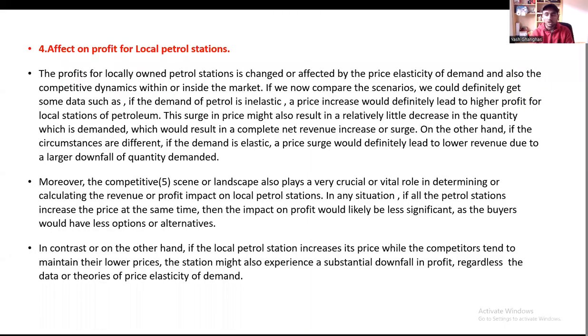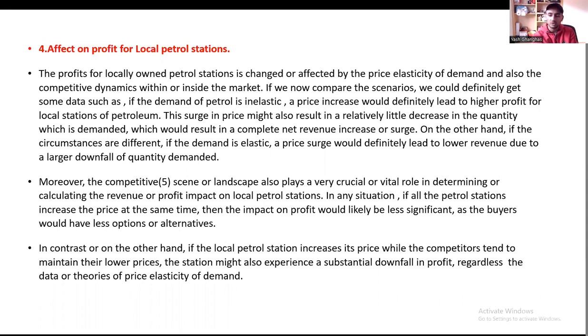And now we are going on to the last question. The last question was how it is going to affect the local petrol station. So now we are going to look at the effects on local petrol stations. The profits for a locally owned petrol station are affected by the price elasticity of demand and also the competitive dynamics within the market.